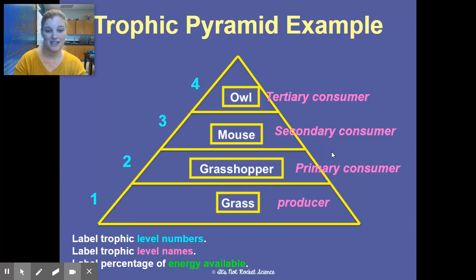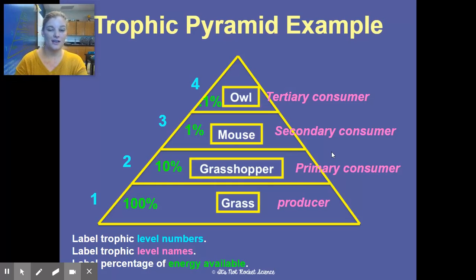And then the percentage of energy available. So we start at 100%. The grass gets 100% of its energy from the sun, and it keeps 100% of that energy. Then the grasshopper only gets 10% of the energy that the grass got from the sun. Then the mouse is only getting 1% of the energy from the grass. And then the owl gets 0.1%. So if all our energy is coming from the sun and the grass gets 100% of that energy, the owl is only getting 0.1% of it.